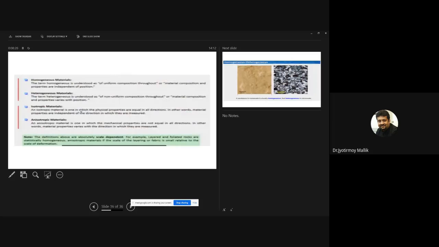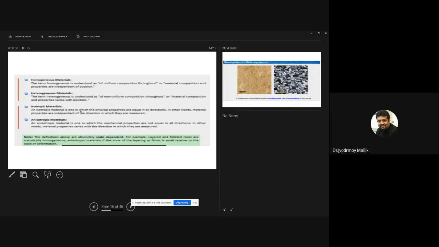Okay, homogeneous material, we know what homogeneous material is. I don't have to teach you, but just to recap, the term homogeneous is understood as of uniform composition throughout. That's how we call it homogeneous, or the material composition and properties are independent of position.